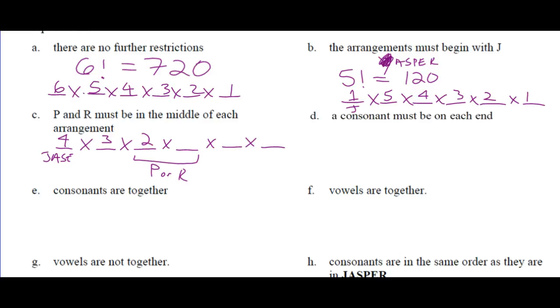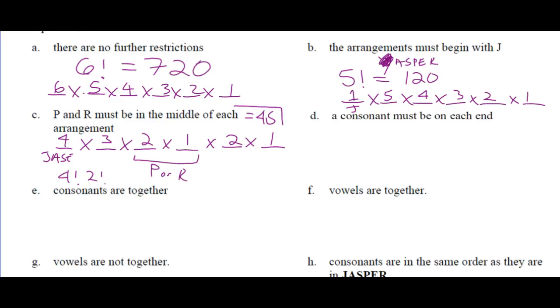How many choices for the next letter? 1. If you put the P there, you've got to put the R there. If you put the R there, you've got to put the P there, right? How many choices for the second last letter? There's 2 left, and then 1. So this one you can't really use factorials. Well, you sort of can: I'm arranging 4 letters, J, A, S, E, and then I'm arranging another 2 letters. So this works out to 48. I could think of this as 4 factorial times 2 factorial.